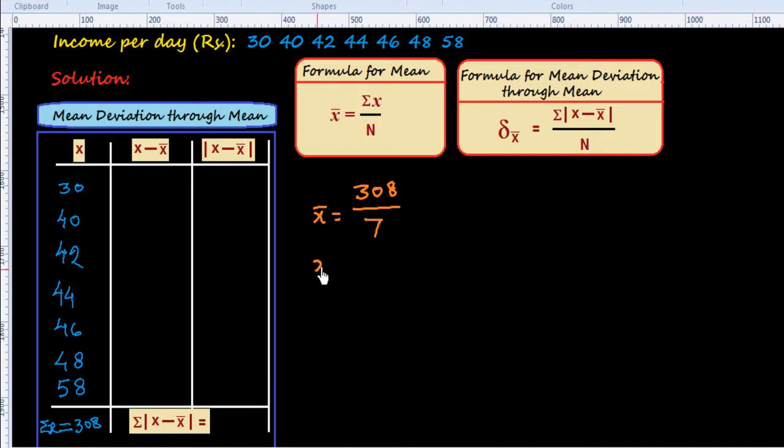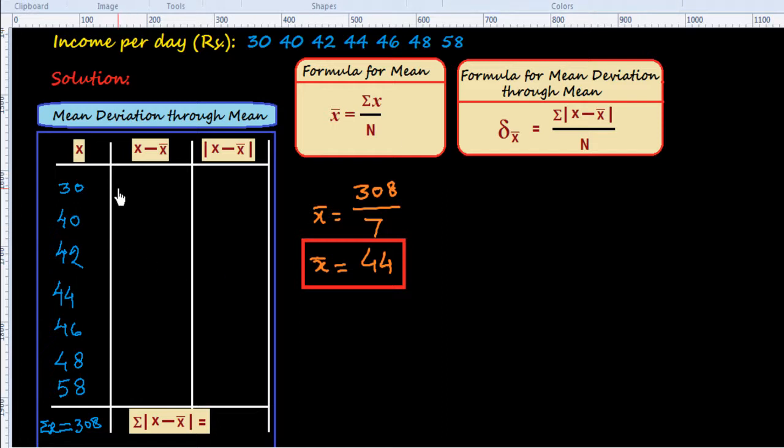So x bar is equal to 74 times 28, 74 times 28. So we have got here the mean, which is required for the calculation. Now we have to find out the x minus x bar. So what we have to do here, I explain you.